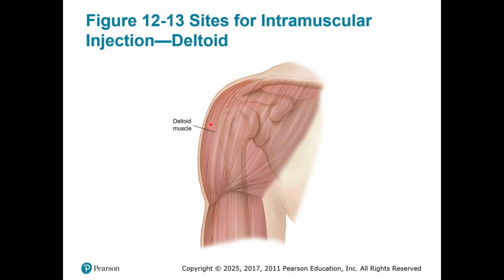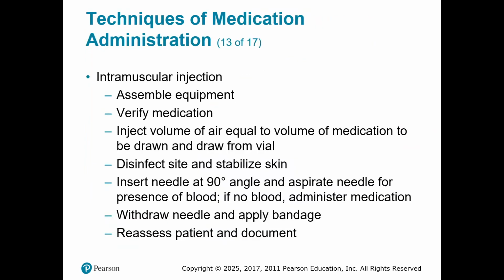Your deltoid muscle, this is where I like to go because it's quick, it's in the shoulder, and I have good access to the patient. So for your IM injections, just like your other ones, assemble your equipment, verify your medication. Inject the volume of air equal to the volume of medication to be drawn up. So if I'm pulling out 2 mLs, I'm going to inject 2 mLs into the vial. Disinfect the site. Insert that needle at 90 degrees and aspirate for the presence of blood. If no blood, administer the medication.